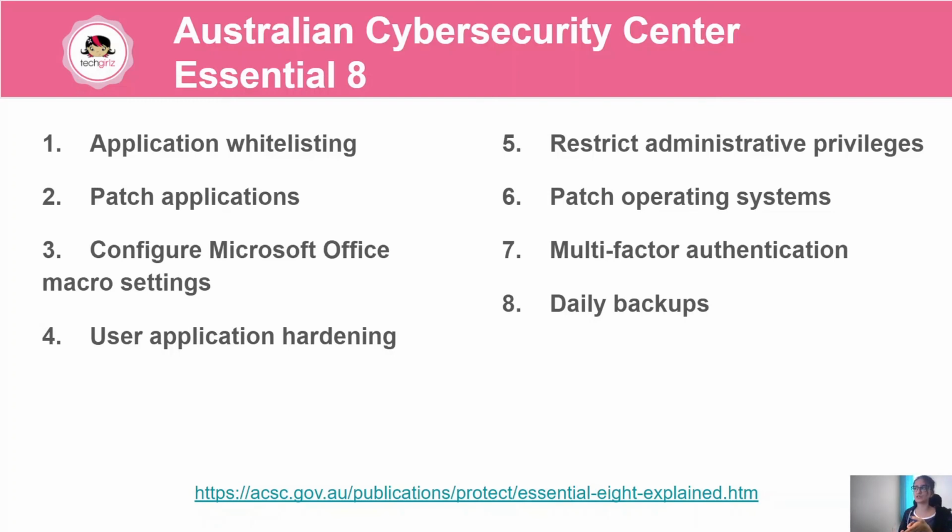Configure the macro settings. Use application hardening. Restrict administrative privileges. Don't let everyone access everything on your computer. Have administrative privileges. Patch your operating system. Just like how you need to patch your applications, you need to patch your operating system also for newer vulnerabilities and things like that. Have multi-factor authentication, which we are going to talk about, and back up your data daily, so that even if there is a breach, even if somebody corrupts all your files, you're going to have a backup with you so that you can recover quickly.